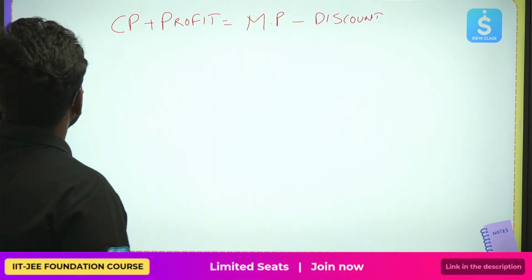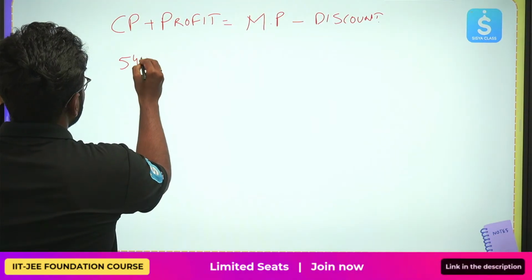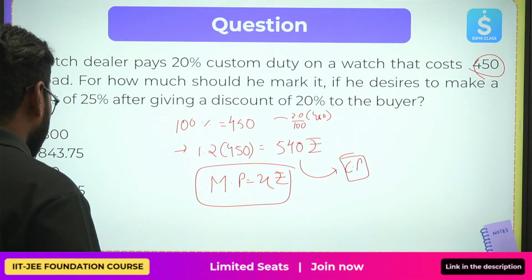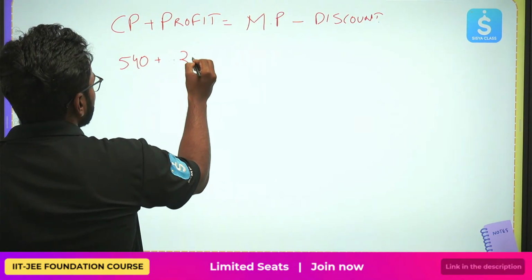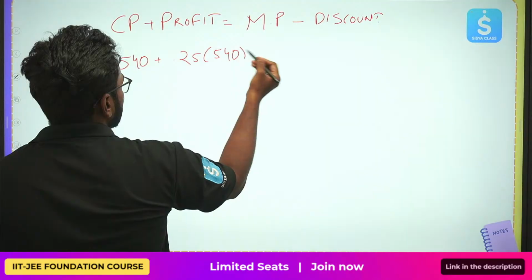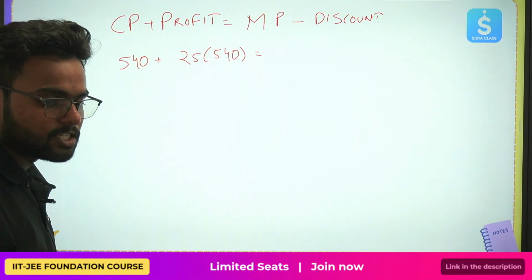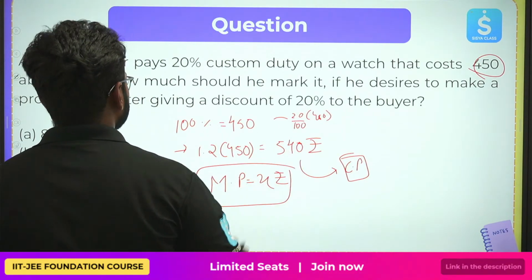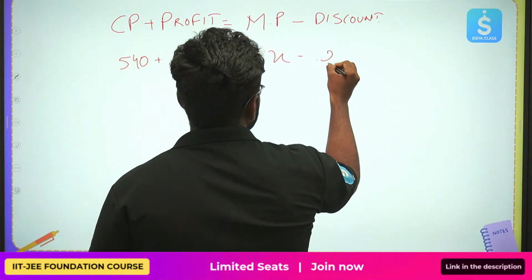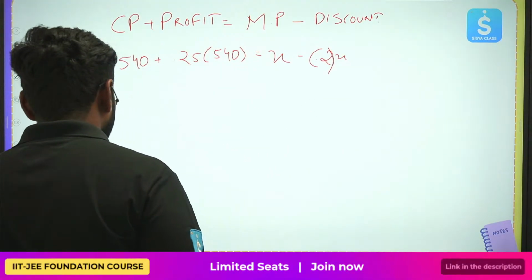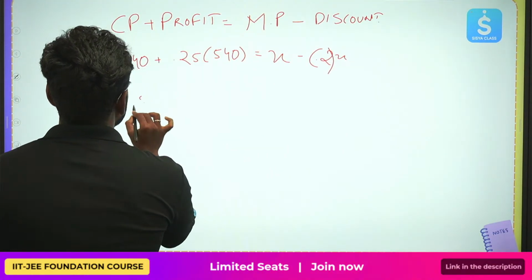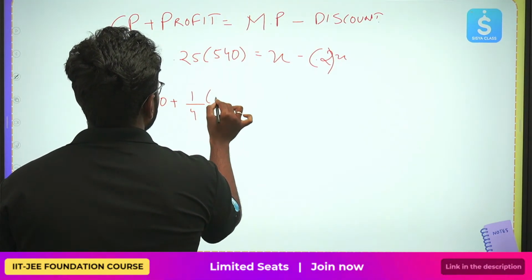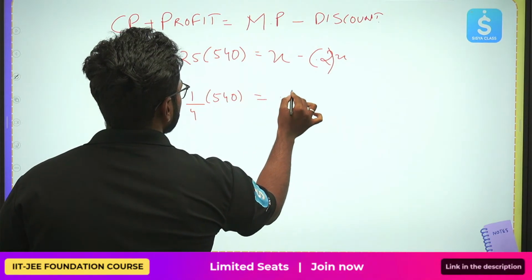Let us substitute this cost price, 540, plus the percentage of profit he desires. He desires a profit of 25%, so that should be 0.25 of 540, which is equal to the market price. We have assumed market price to be x rupees, minus discount. What is the discount? 20%, so that should be 0.2x. Now this is what he wants. We can calculate this. I can write 0.25, which is 1 by 4, of 540 is equal to 0.8x.